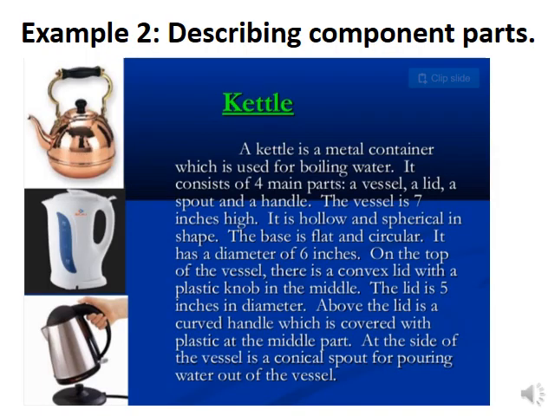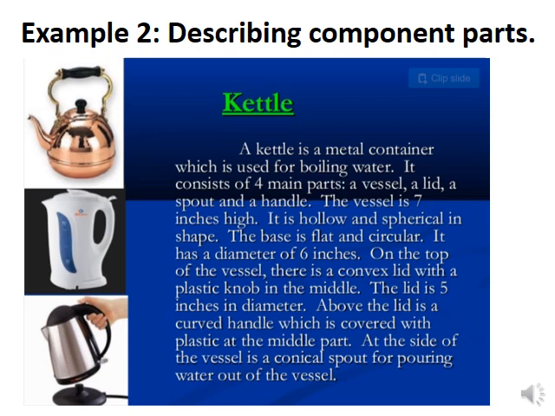Here's our next example of describing component parts, the smaller parts that make something larger. I'm going to read this example of a kettle. A kettle is a metal container which is used for boiling water. It consists of, one of those key phrases, 4 main parts: a vessel, a lid, a spout, and a handle. So there's a summary sentence, and after the summary sentence, each part is explained.